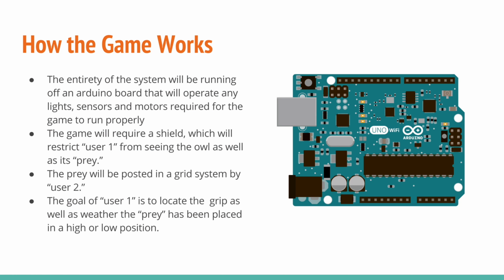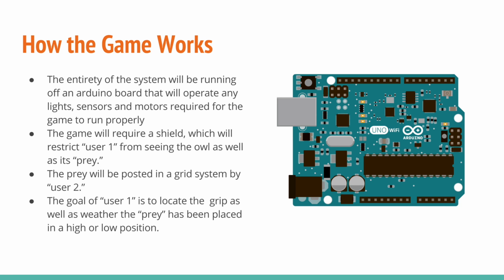The system will be running off an Arduino board that will operate the lights, sensors, and motors required to make the game run properly. The game will require a shield that will restrict the first user from seeing the owl as well as the prey. The game will rely on the fact that User 1 is trying to locate the prey the way an owl would. The prey will be placed by a second player, making this more of a cooperative experience.